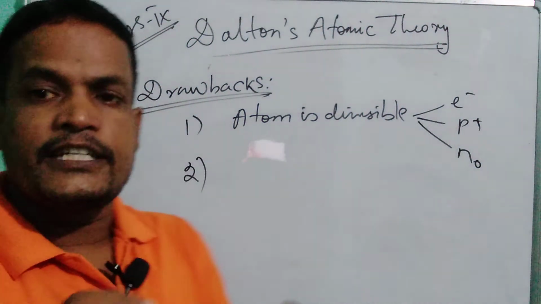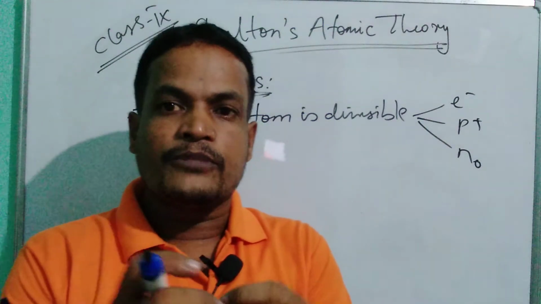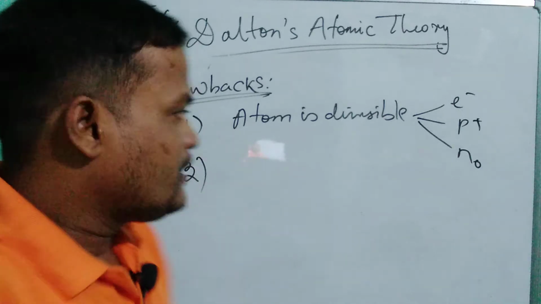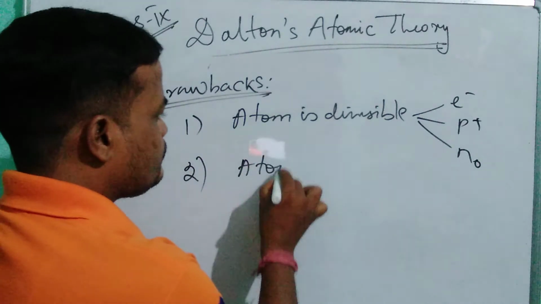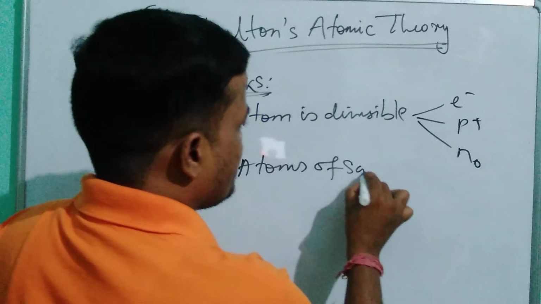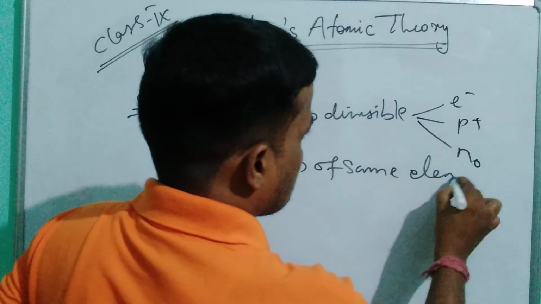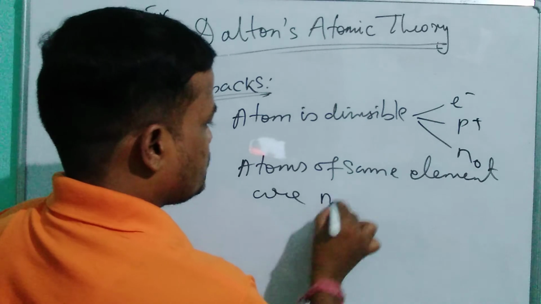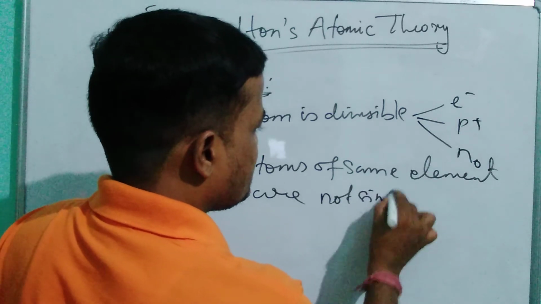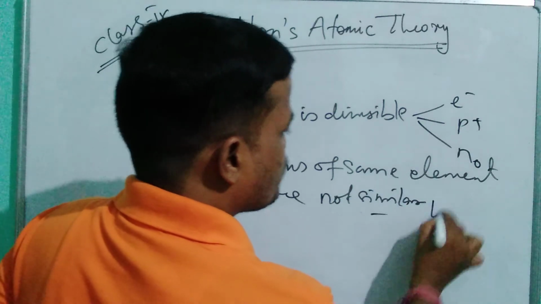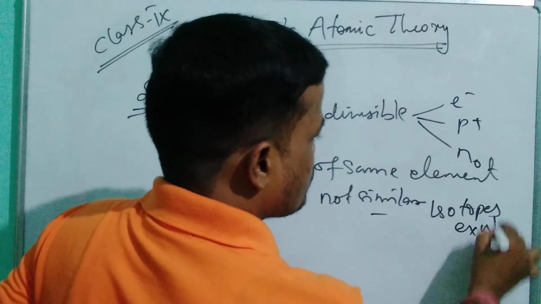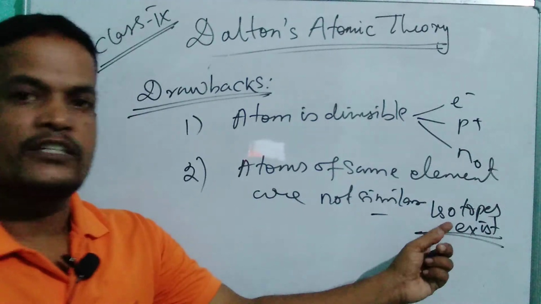But according to the second statement, all the atoms of the same element are similar in all respects, but atoms of the same element are not similar. That is, isotopes exist, and they show different properties.